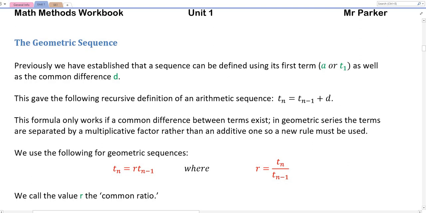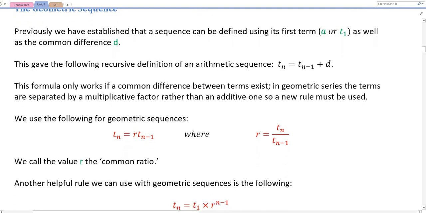Okay. So previously, we've established a sequence can be defined using a first term and a common difference. So a or T1 and d. That's for arithmetic. Same thing applies for geometric, so going up or down exponentially. But instead of d, we are using r, where the way we find r is Tn over Tn minus 1.